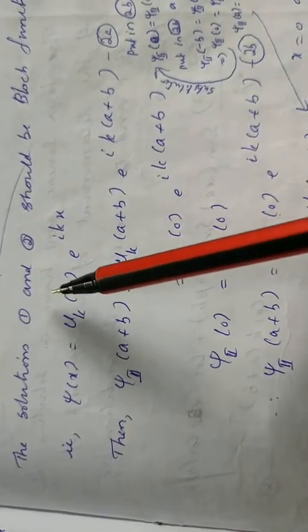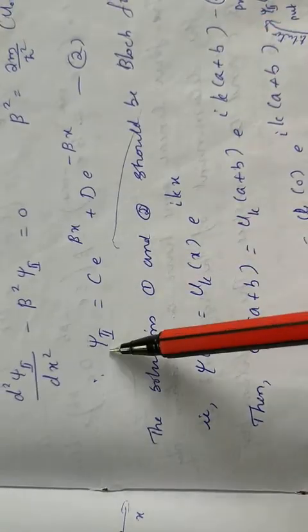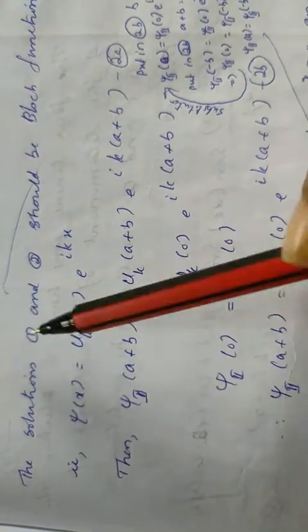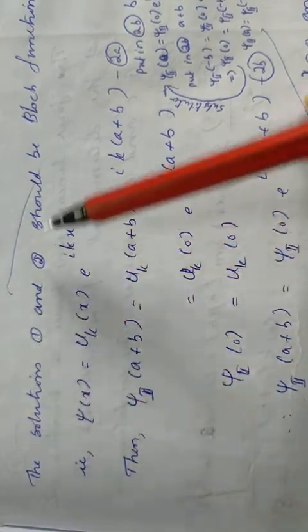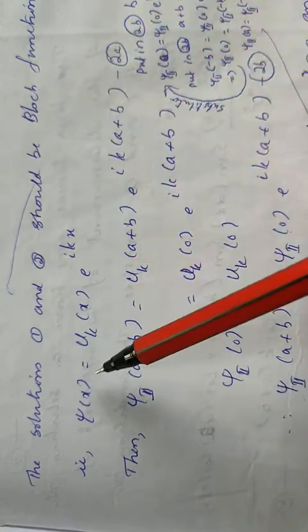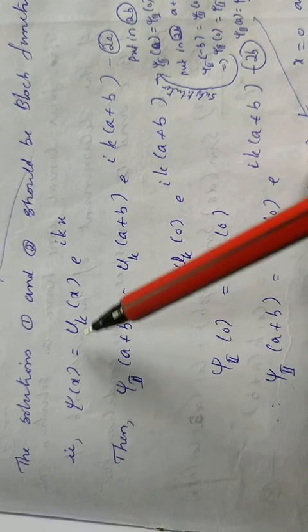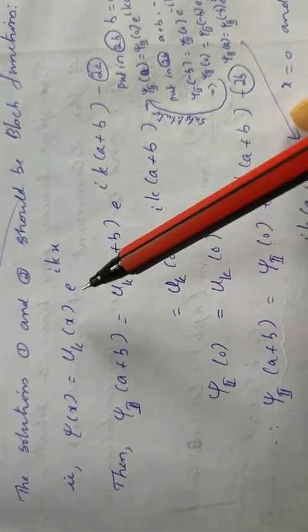And the solutions 1 and 2 should be Bloch functions. So these are the wave functions: this is the wave function in region 2, equation number 2, and this is the wave function in region 1, equation number 1. Since this is a periodically varying potential, this wave function should be a Bloch function. That is, it must be of the form psi of x is equal to uk of x and e to the power ikx.